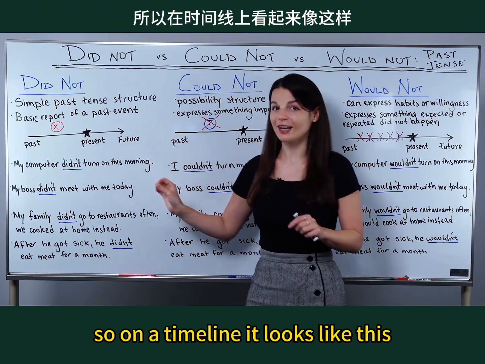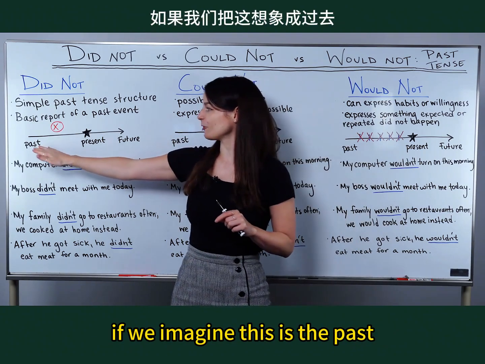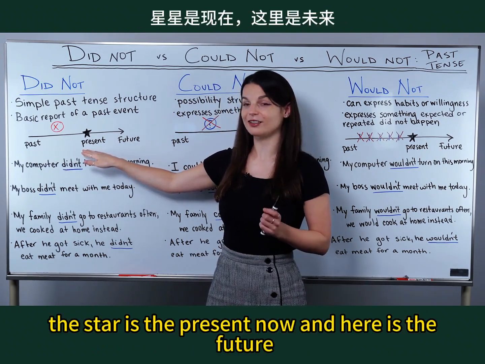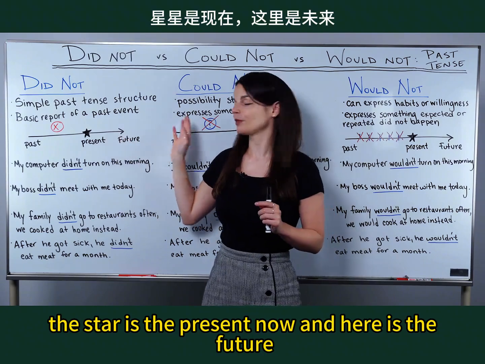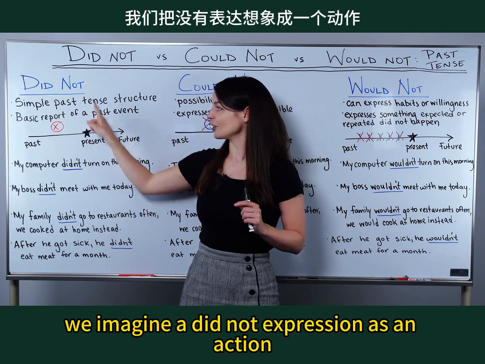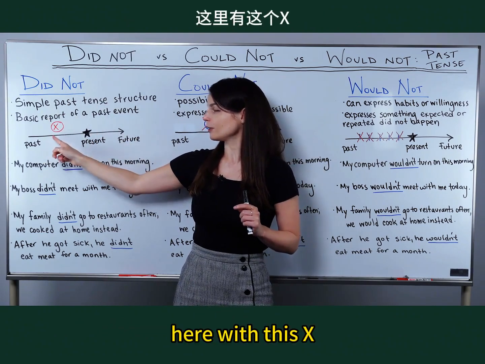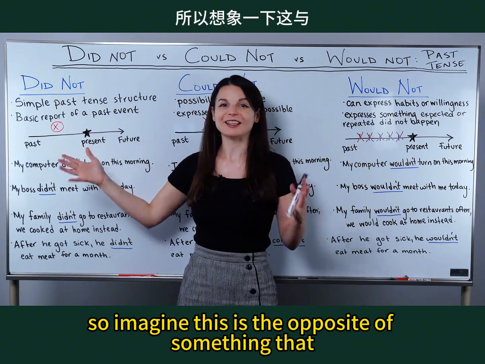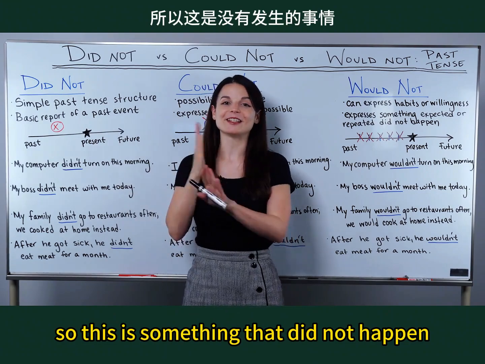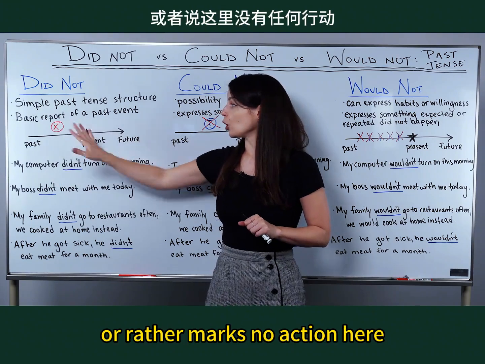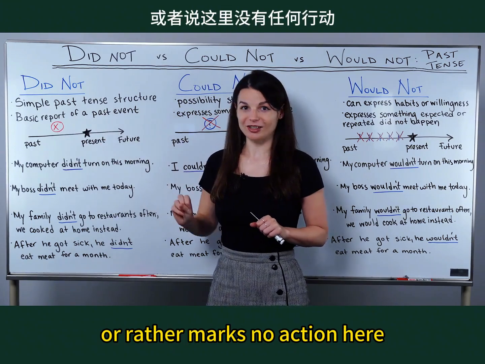We just want to express that something did not happen, something didn't happen. So on a timeline, it looks like this. If we imagine this is the past, the star is the present, now, and here is the future, we imagine a did not expression as an action here with this X. So imagine this is the opposite of something that actually happened. So this is something that did not happen. So this X marks the action, or rather marks no action here.